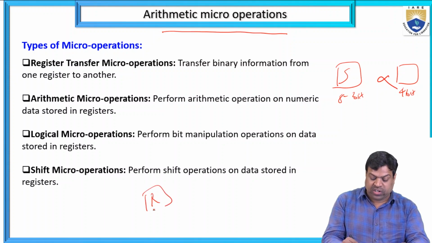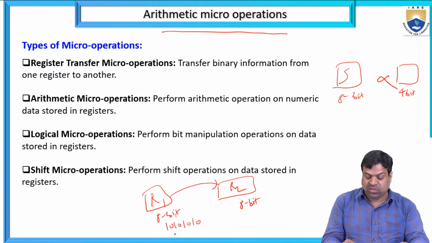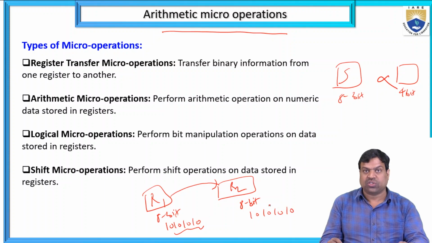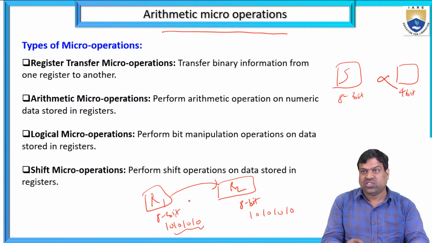Suppose I am taking one 8-bit register, R1, and another 8-bit register, R2. The binary bits are 10101010, an 8-bit value. I am transferring from R1 to R2. So this is also copying 10101010. Register transfer means whatever data is in the R1 register, the same data is copied to the R2 register. The same 8-bit information is transferred from R1 to R2. That is a register transfer micro operation.